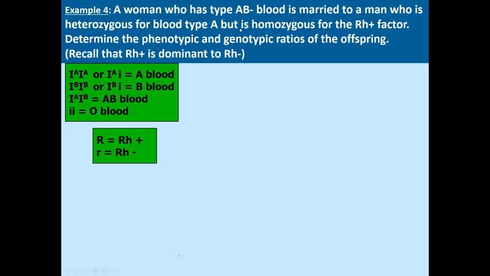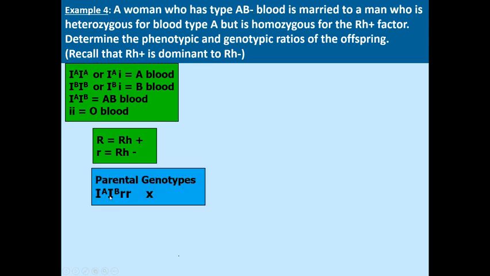Let's write down the genotypes for the parents. The woman is AB negative, so she needs an A and a B, and to be negative, she has two lowercase alleles for that, two recessive alleles. The man is heterozygous for blood type A, so I^A i, but is homozygous for the Rh positive factor, so he has two capital R's in his genotype. What's our next step?